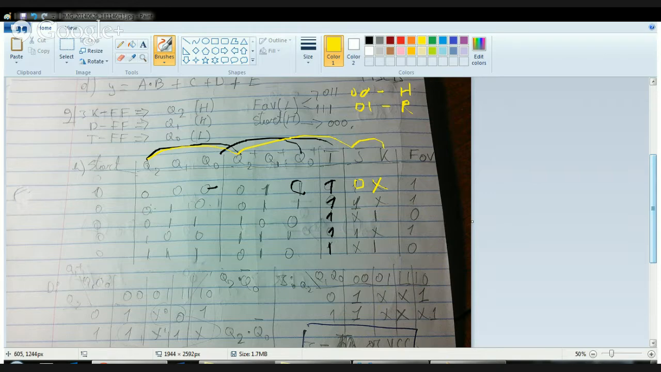Yes. And then it goes from 0 to 0, again 0 and x. It goes from 0 to 1. From 0 to 1, you can either set it or toggle it. So that's a 1 and an x. Then from 1 to 1, you either hold it or set it, so hold or set is x and 0. And then 1 to 0, you either reset it or toggle it, and that's an x and 1.